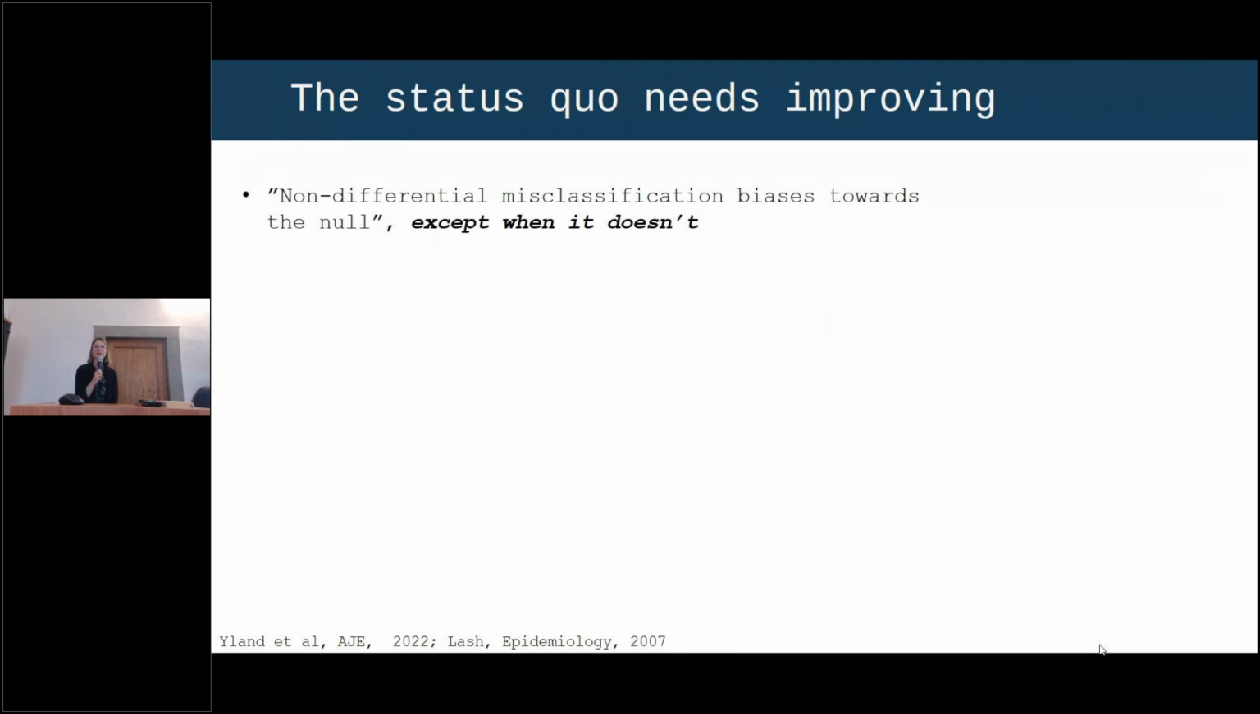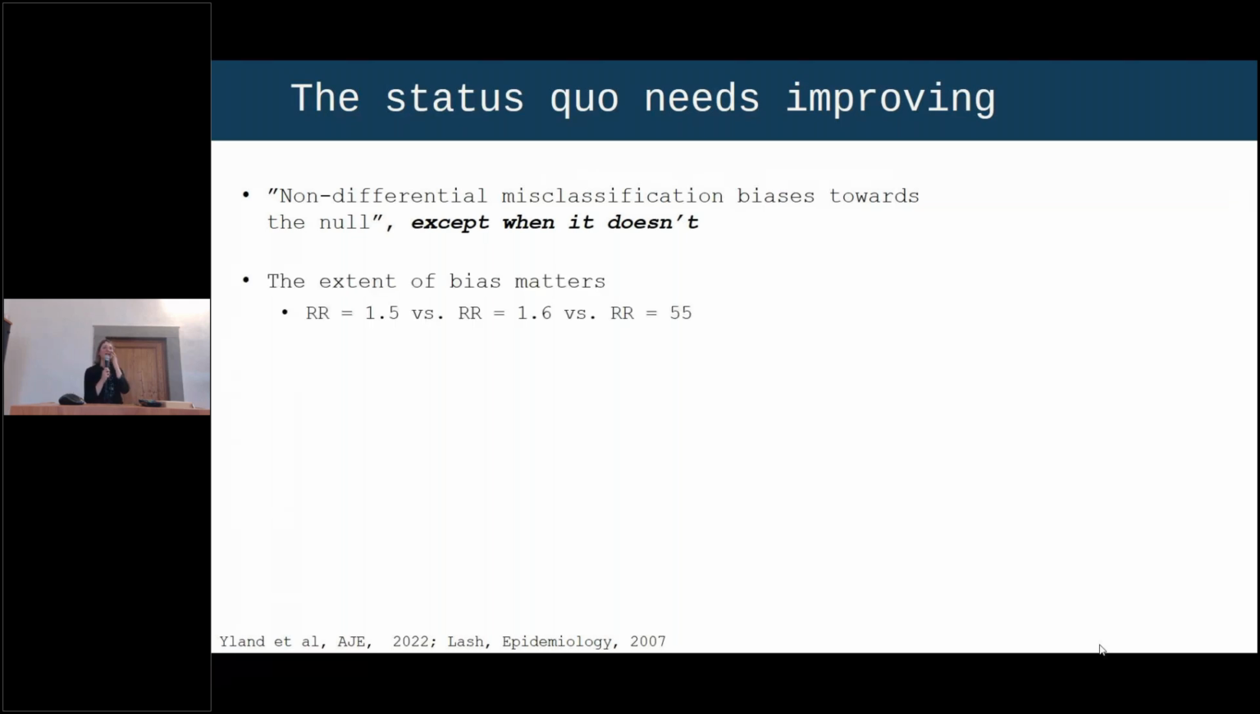So I think it's also fair to say that the status quo needs improving. Because the truth is that although we have this heuristic that non-differential misclassification biases towards null, that is true in some instances, except for when it doesn't. I don't have time to go through all of the different scenarios where that doesn't hold true, but there's a really nice paper by Weiland and colleagues that lays that out.